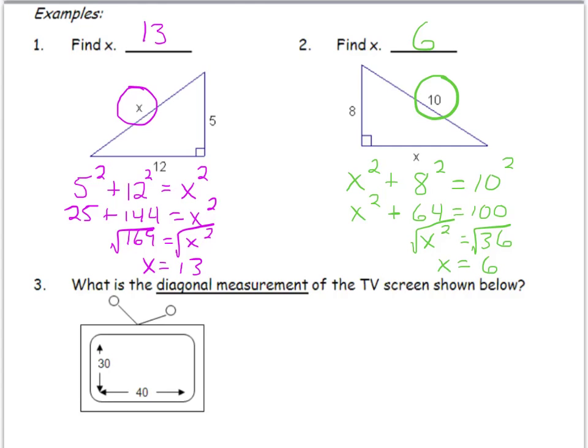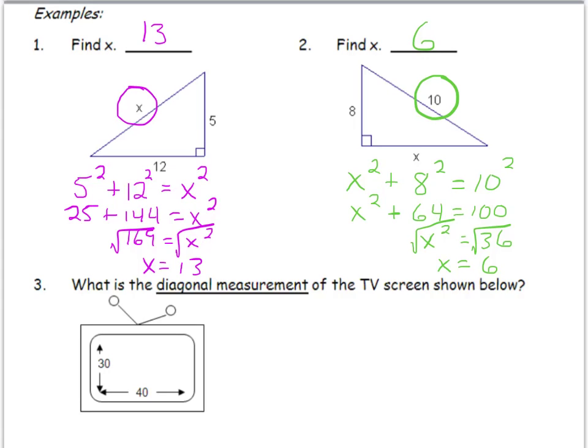So in the second example, we had 10 as our hypotenuse, and we were solving for this x. So we start off with x squared plus 8 squared equals 10 squared, which is slightly different than what we did before. But that hypotenuse always has to be by itself, so make sure you're not just putting an x on that side. It has to be the hypotenuse. If we set this up, I end up getting x squared plus 64 equals 100. Subtract, and I get x squared equals 36. Square root it, and we get 6.